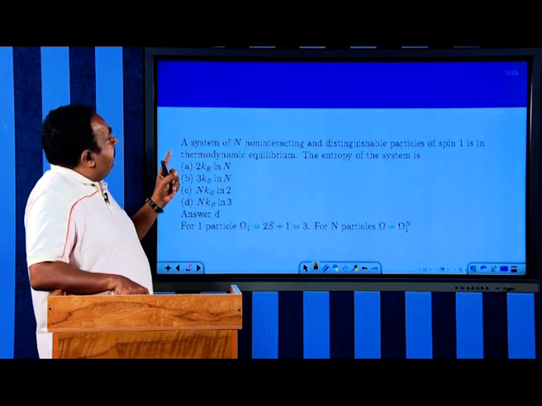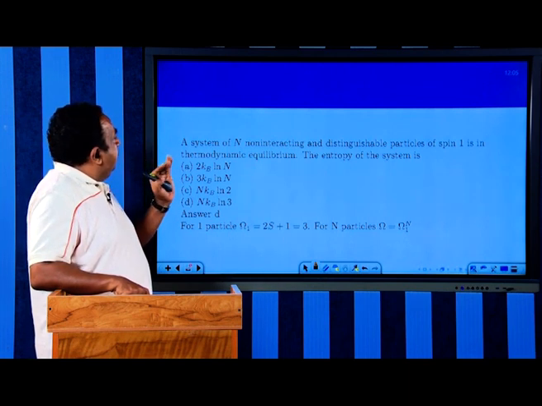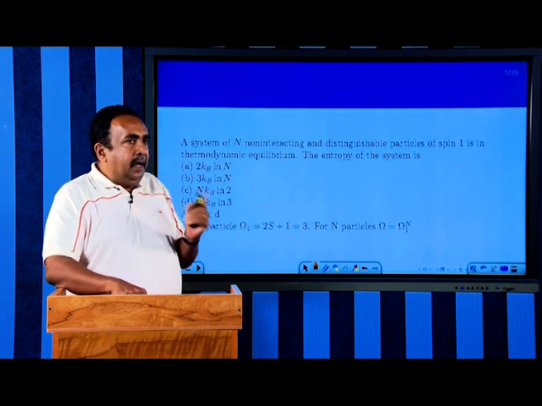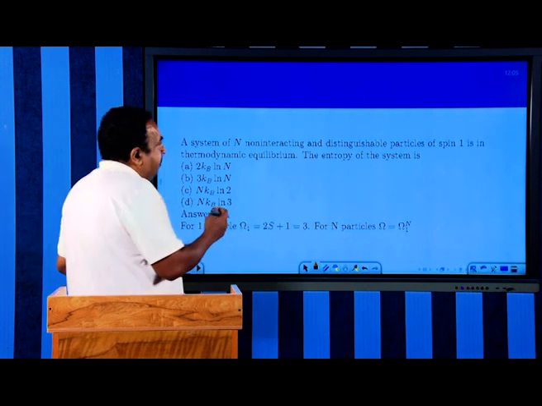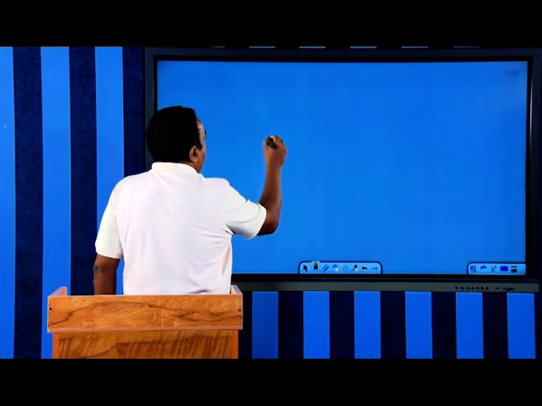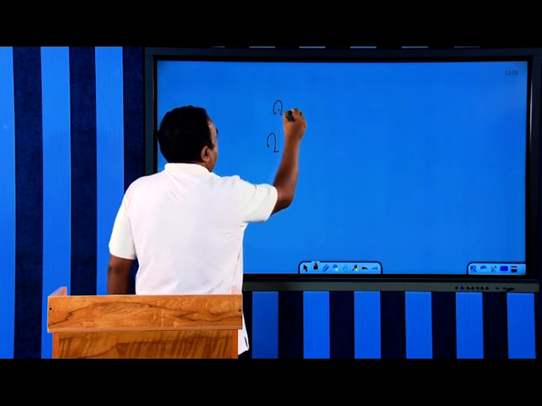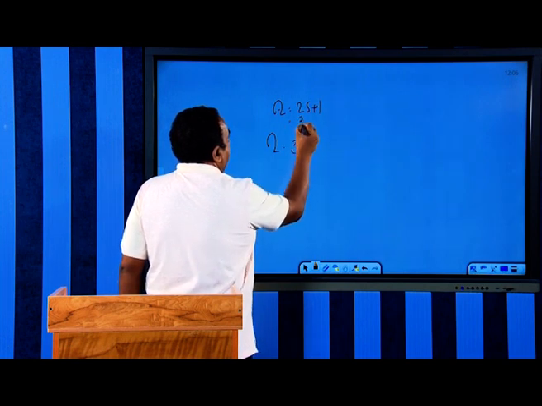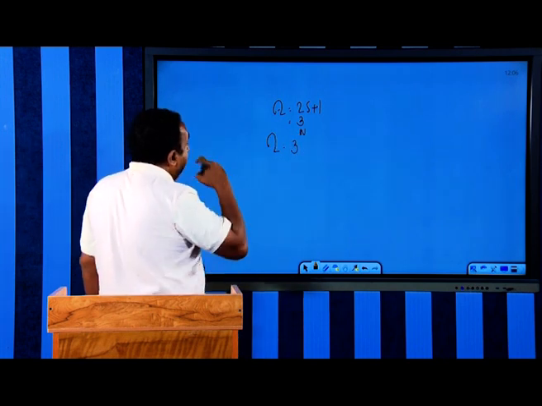A system of n non-interacting, distinguishable particles of spin 1 is in thermodynamic equilibrium. What is the entropy of the system? Earlier we only found out what omega is. Now you are asked for a spin 1 particle. Omega is given by 2s plus 1, s is 1, therefore omega will be equal to 3. If you have n particles, your omega will be equal to 3 raised to n.